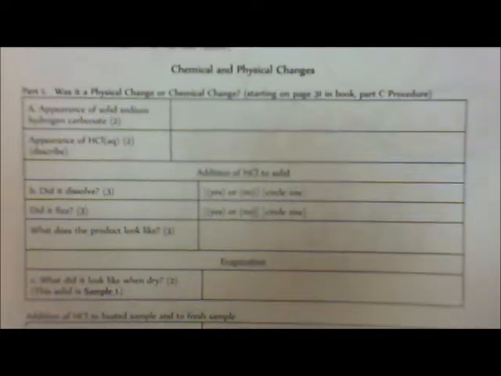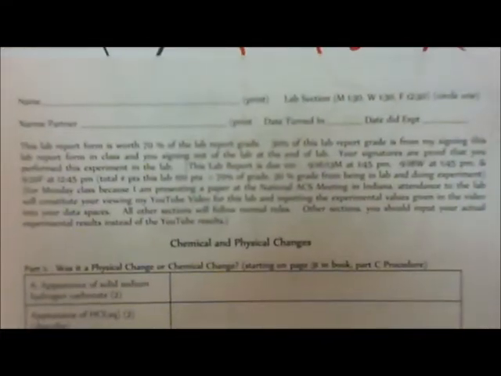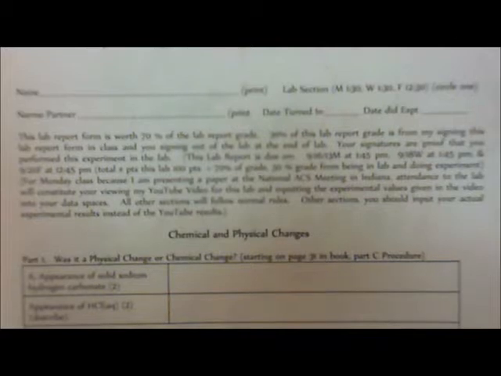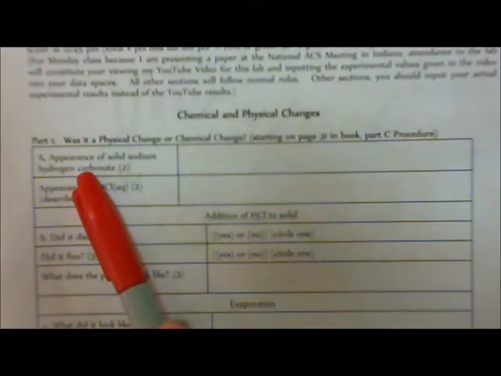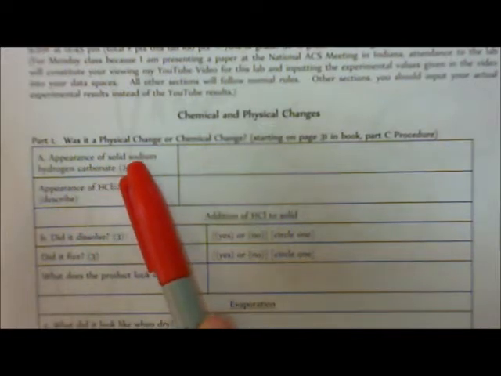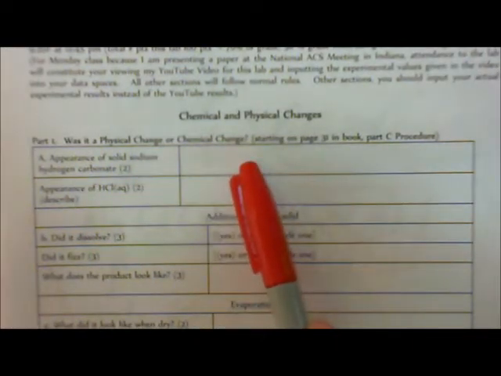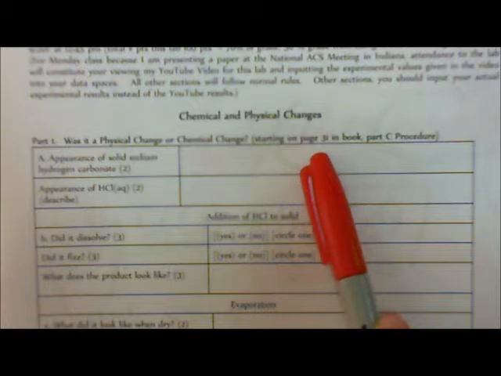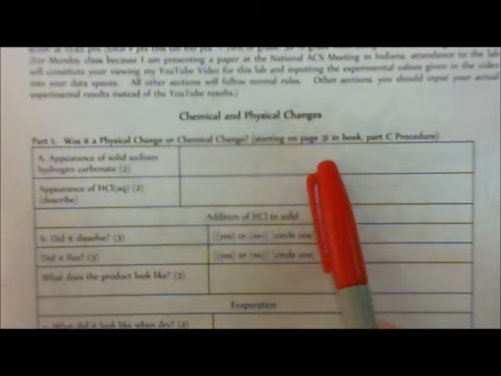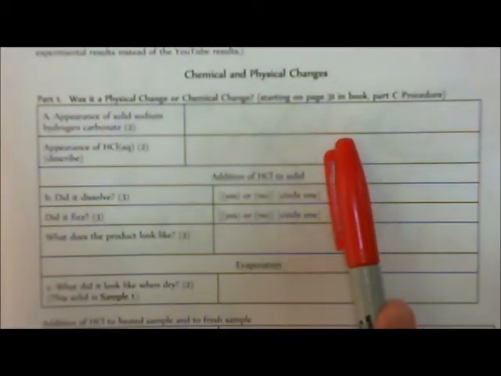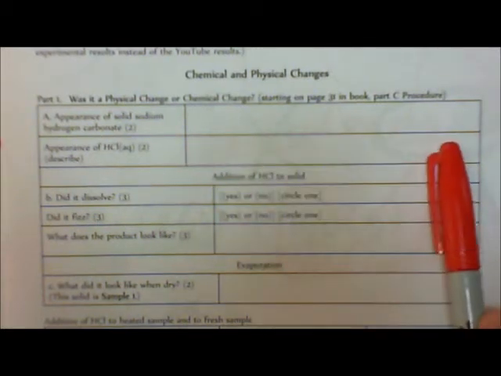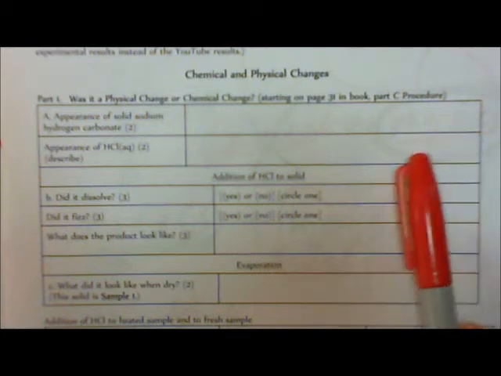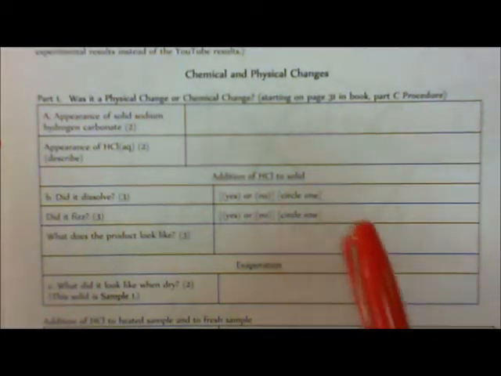Okay, so here's your lab report form. This is the Chemical and Physical Changes Lab. This is part 1, and part 1 is, was it a physical change or a chemical change? And the actual experiment starts on page 31 in your book. Those of you who are in my Monday section, you're not actually going to go to the lab. You're going to watch this video and fill out the experimental results in your chart here.